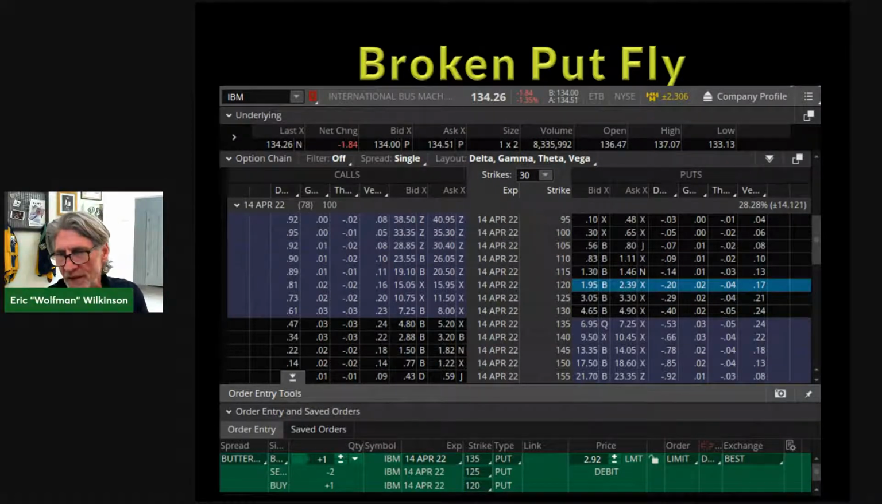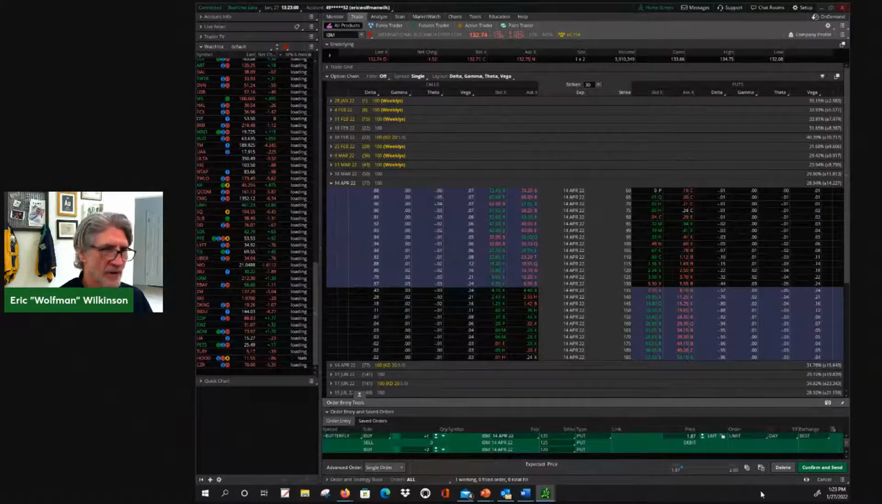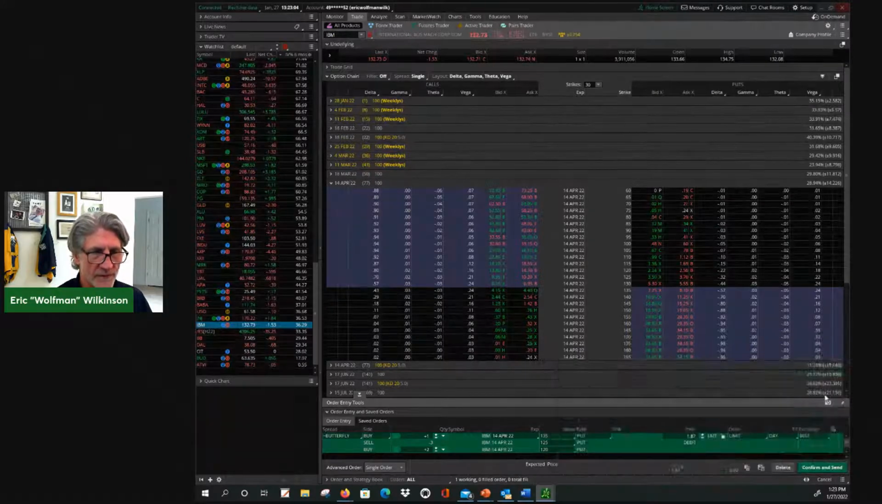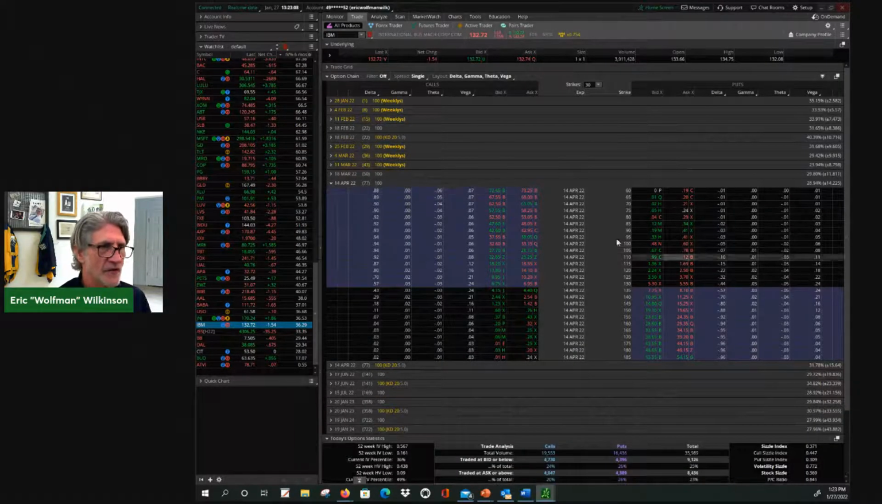So we start out with the broken wing butterfly. Actually, we start out with the butterfly. So let me pull up a platform here and get rid of all this stuff. Oh, no, I don't want to do that. Let's just delete that. All right, so let's go over here.